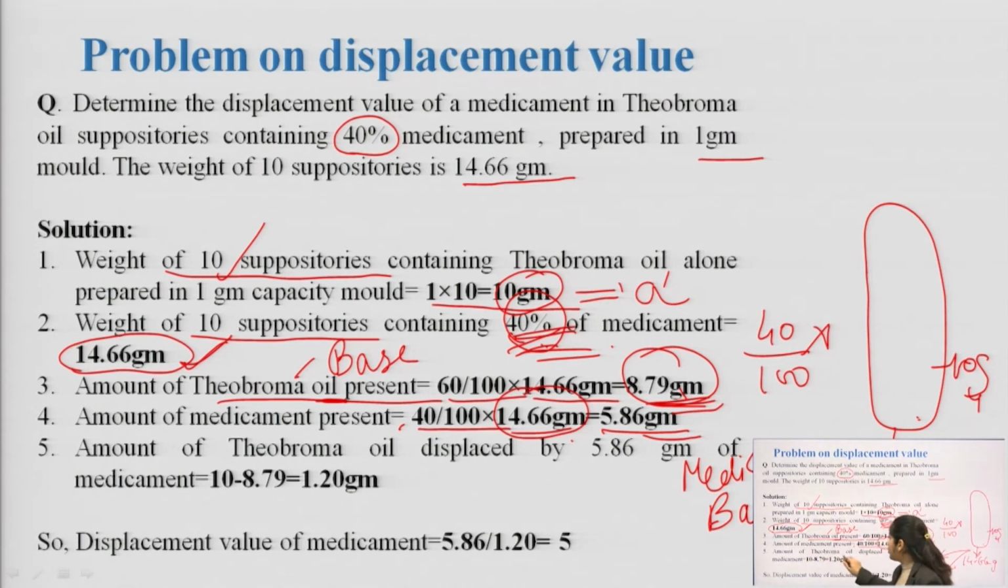Then the amount of theobroma oil displaced by 5.86 gram of medicament. Now how much quantity of base is being displaced by your medicament? Let us consider the medicament as an antifungal. So how much quantity of that antifungal agent has displaced your theobroma oil? It's very simple. 10 minus 8.75, which comes to 1.20 gram.